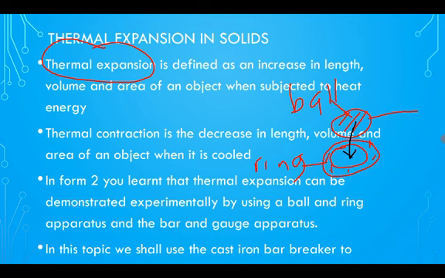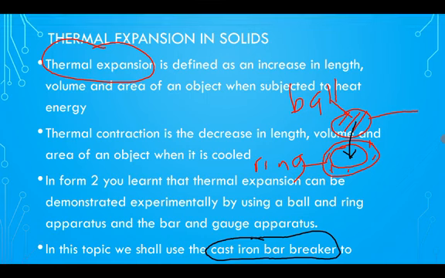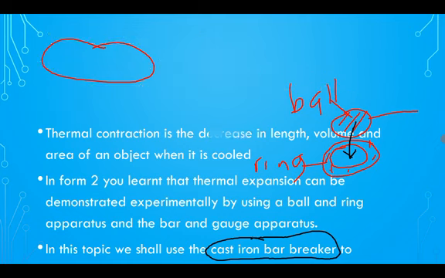We are not going to use the ball and the ring apparatus or the bar and the gauge apparatus anymore, but we are going to use what is called the cast iron bar breaker. So instead of using the ball and ring apparatus, we are going to use another instrument which is called the cast iron bar breaker to demonstrate the phenomenon of thermal expansion of solids. Great. I hope we are together there.